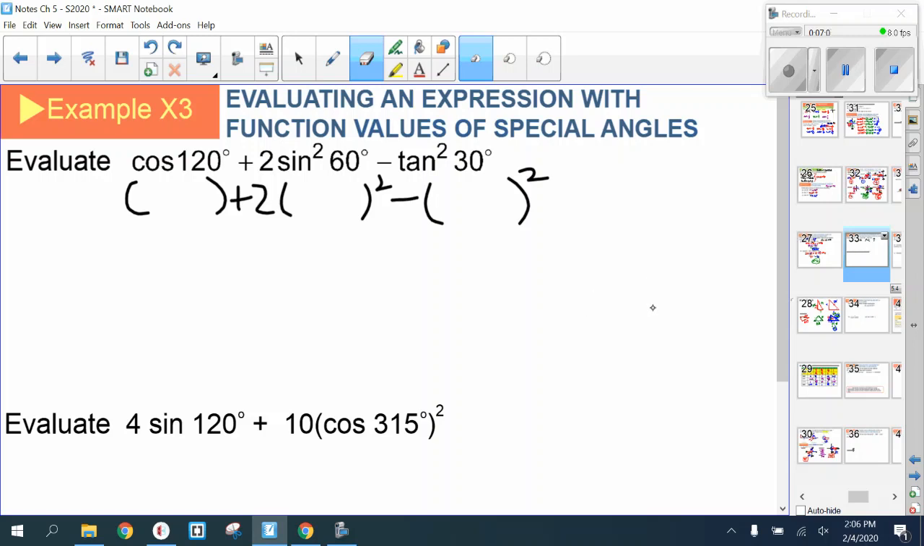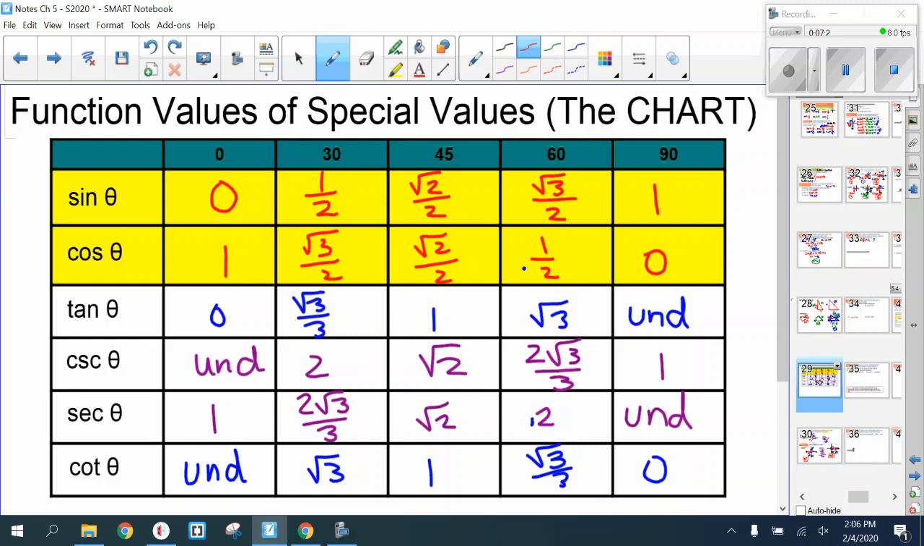Okay, so I'm going to go to sine 60 first because it's straight out of the chart. Sine 60, straight out of the chart, the square root of 3 over 2. And tangent 30, straight out of the chart, square root of 3 over 3.